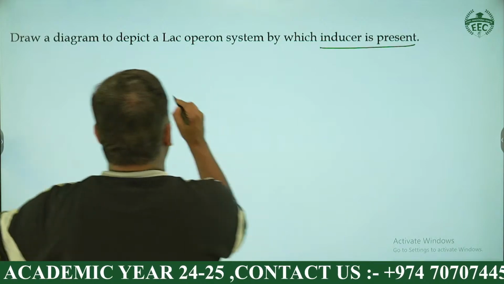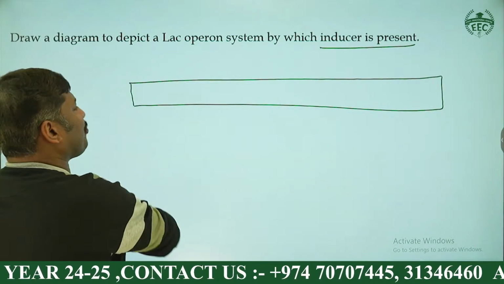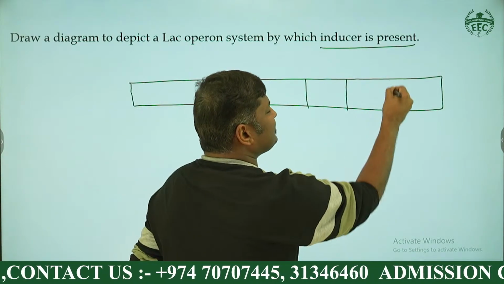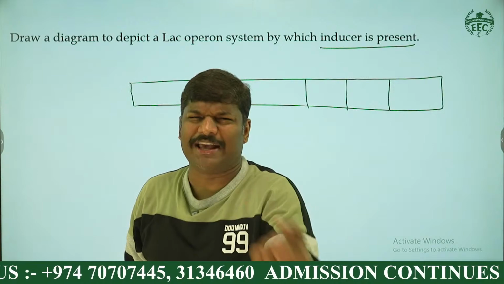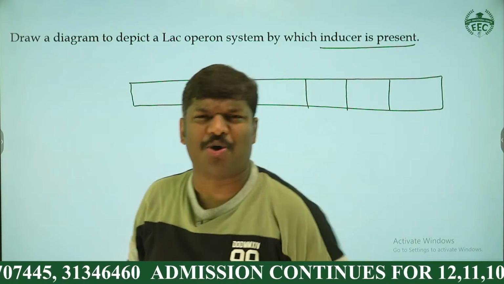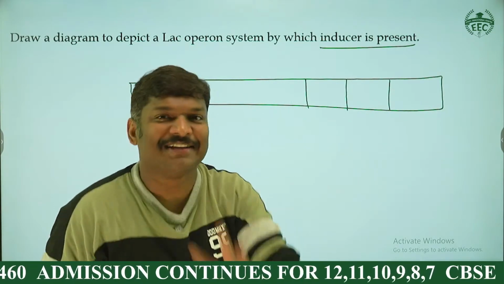So I'm going to draw the diagram. Look at the board, my dear students. This is the lac operon. Here you can see, it is polycistronic. The lac operon is there in E. coli. E. coli comes under prokaryotes. All prokaryotes have polycistronic genes. What do you mean by polycistronic? Is it one or more than one? More than one, right? Three is right.